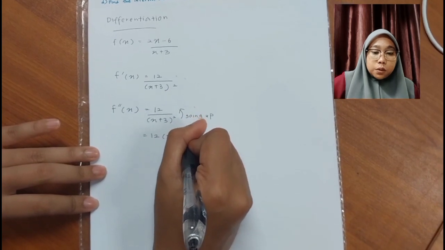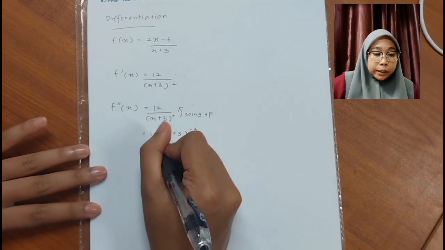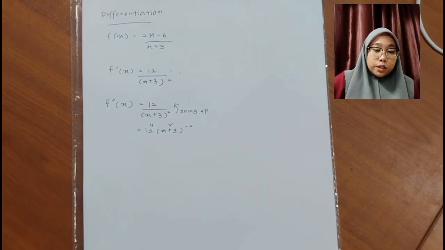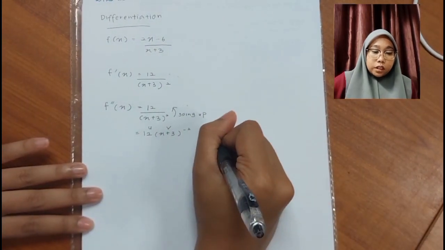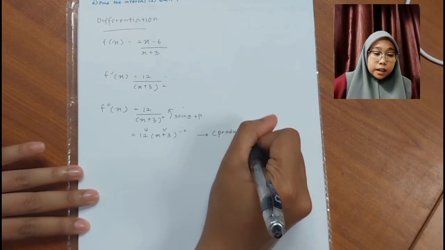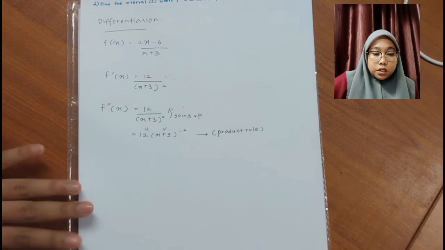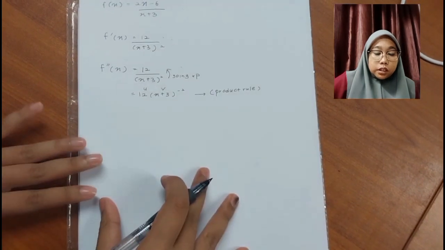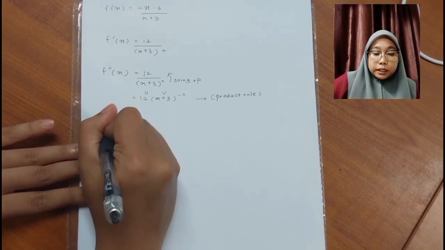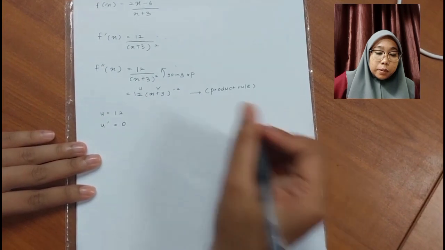And then we do the second differentiation of f prime of x. We rewrite 12 over x plus 3 squared, so the expression is 12 multiplied by x plus 3 to the power of minus 2.